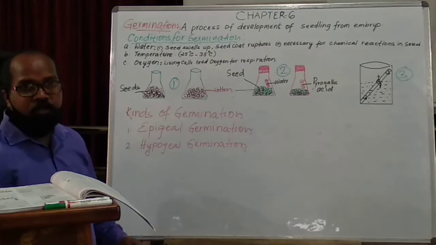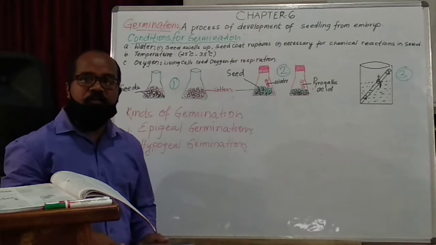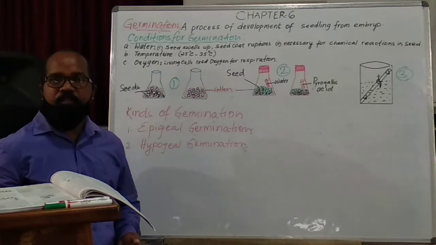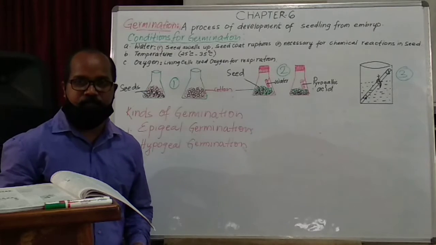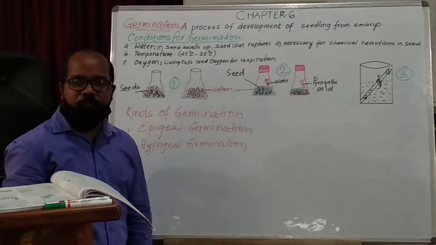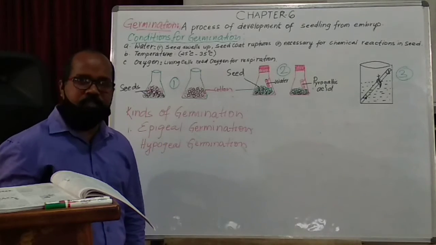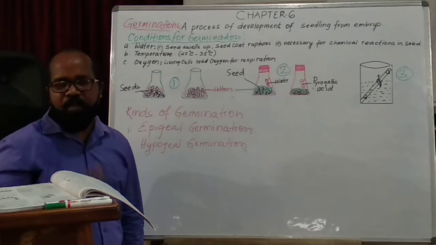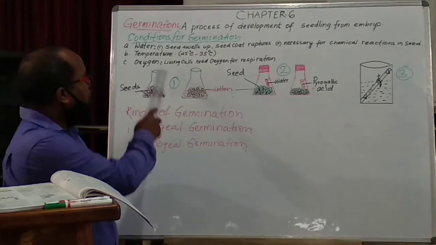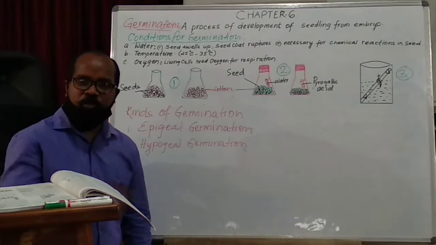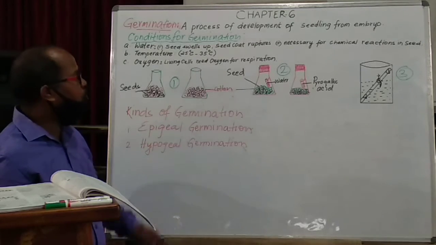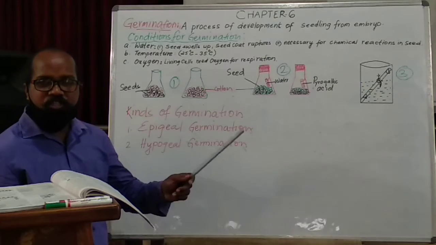Now this process of germination is very important in the life cycle of plants and trees. Without this process, there would not be new plants produced. Now let's see the conditions for germination. When can germination take place? What are the various factors that are needed for germination? Number one is water. Number two is temperature. Number three is oxygen. Now these conditions are very necessary.